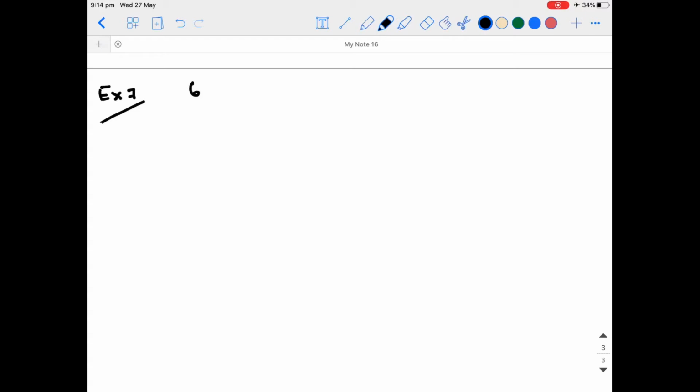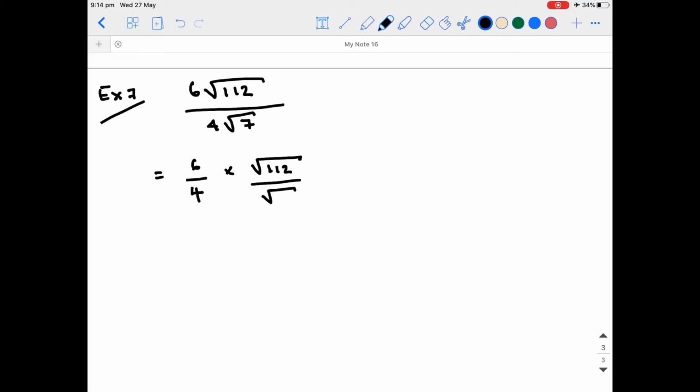And let's say 6 multiplied by root of 112, and we want to divide that by 4 times the root of 7. Now, if we break our fraction up into the whole number part and the surd part, what that means is we have 6 over 4 multiplied by the square root of 112 divided by the square root of 7.